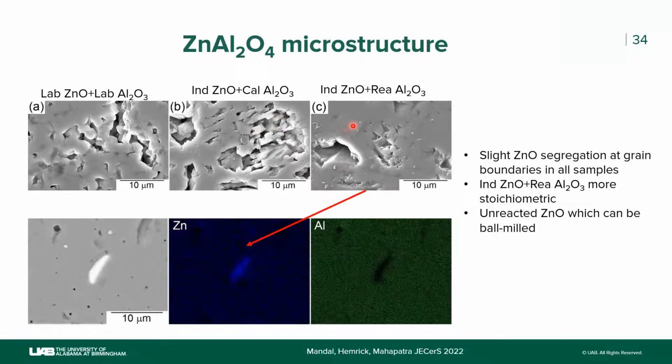But the takeaway message is that when reactive alumina and industrial zinc oxide react to form zinc aluminate, it gives you zinc aluminate nearest to the stoichiometric Zn to Al ratio of 1:2. But we found small amounts of unreacted zinc oxide, which can be ball milled to remove them, and industries normally do that. So that can be easily resolved whenever this is industrially manufactured.